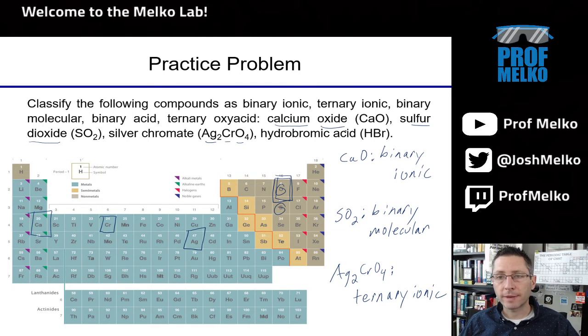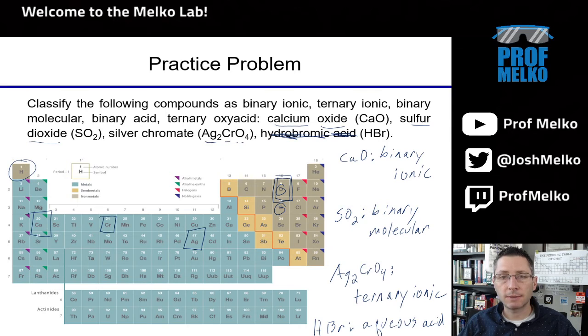And lastly, hydrobromic acid. I mean, this is kind of a giveaway because I'm writing acid here in the practice problem. But even if it didn't have this written and just said HBr, that certainly has the look of an acid. It starts with hydrogen, as all acids will, and then it has this nonmetal bromine. So this is going to be our aqueous acid. And that's it. That's how we classify these compounds into these different categories.